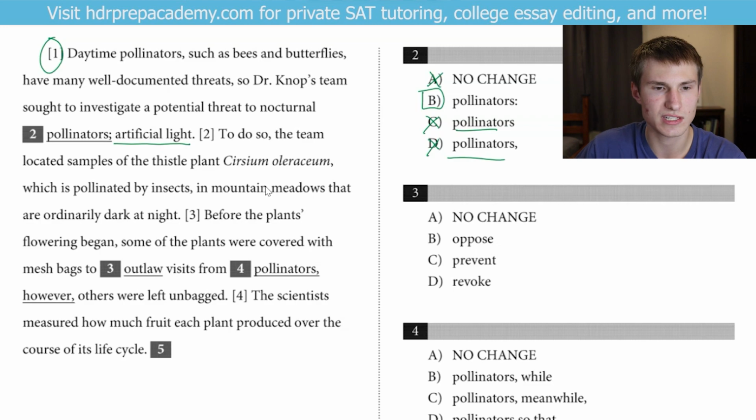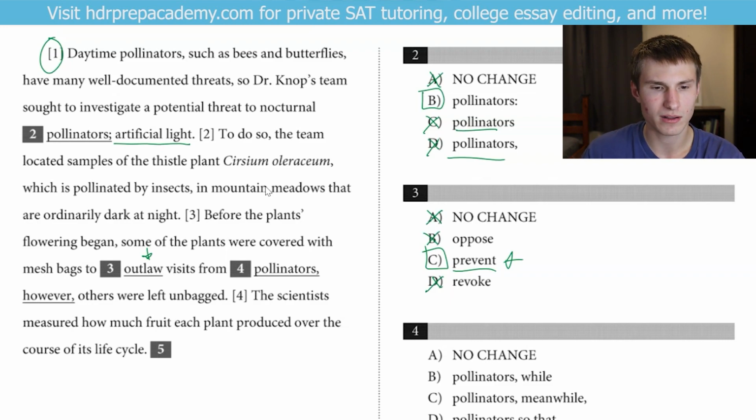Next, we have to do so, the team located samples of the thistle plant Cirsium oleraceum, which is pollinated by insects, in mountain meadows that are ordinarily dark at night. Before the plant's flowering began, some of the plants were covered in mesh bags to outlaw visits from pollinators. Obviously, we wouldn't say outlaw here. Here we have a word choice question, right? We want to match our tone, which in this case is obviously academic. We have mesh bags to oppose visits. No. To prevent visits. Yes. Ultimately, we want these mesh bags to prevent visits from the pollinators, not revoke visits. We just need them to prevent them.